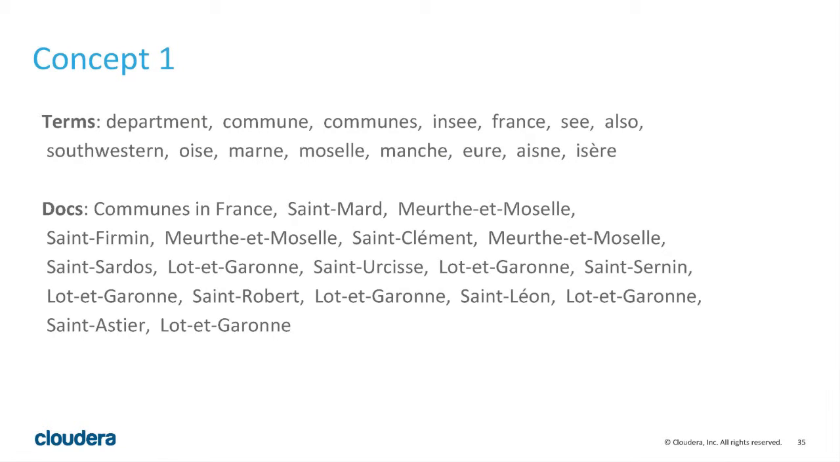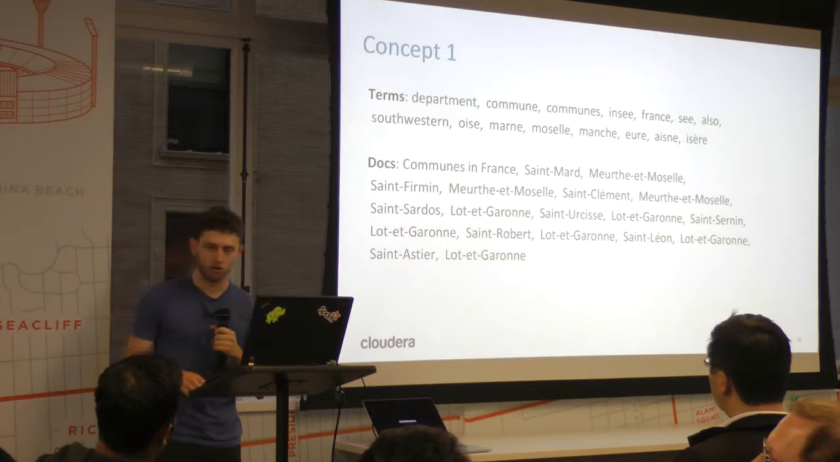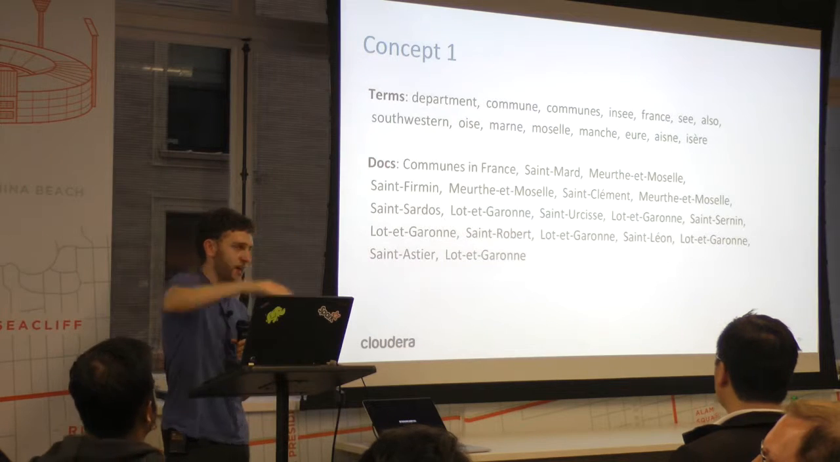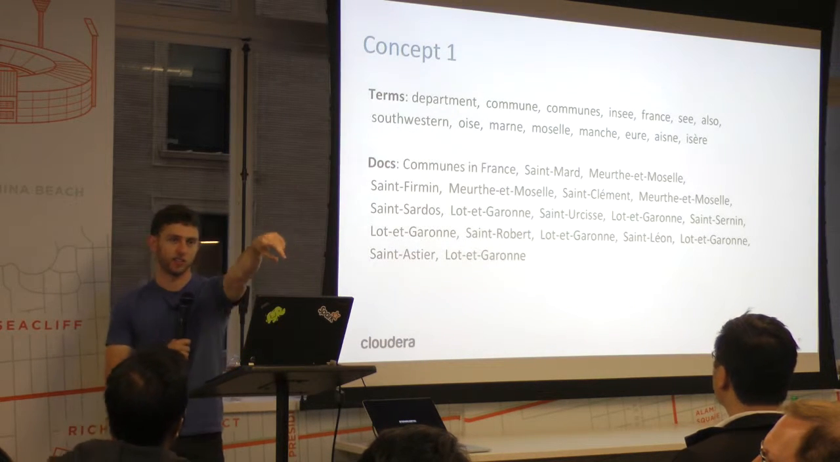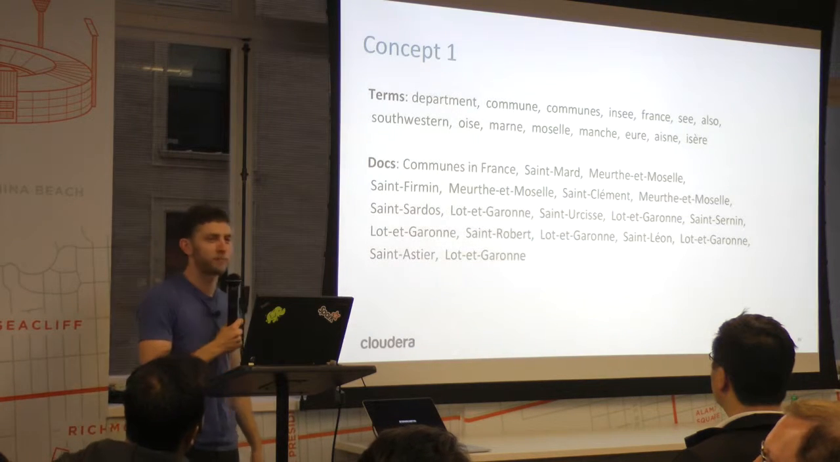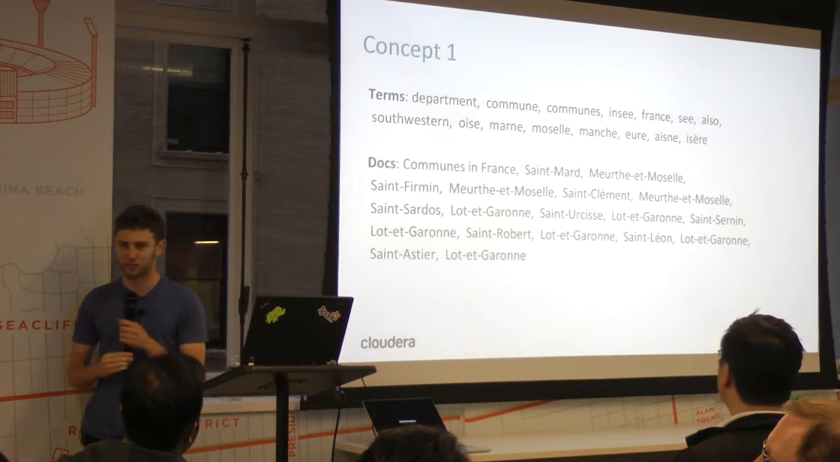Here's concept one in our corpus. So these are the terms that have the highest affinity for it, and these are the documents that have the highest affinity for it. It seems like these are little French townships or something like that.